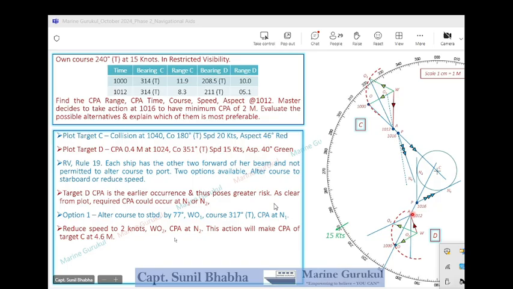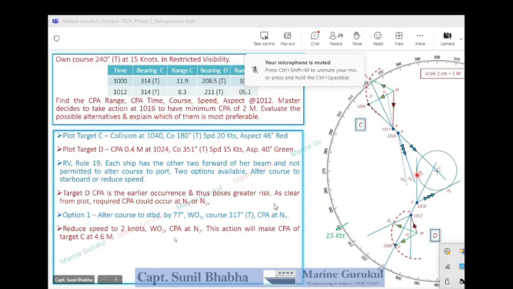O2A will be the relative line of approach. Effective at 1016, that is at point Papa, this will take the target to Papa November 2 line of approach. CPA would occur at November 2, and it will be 2 nautical miles. So this is the second option which is available to us.